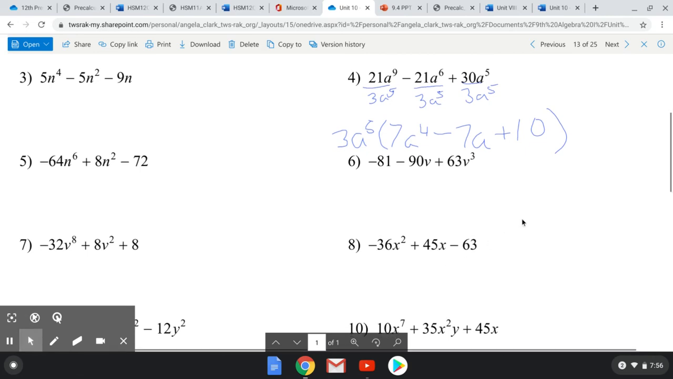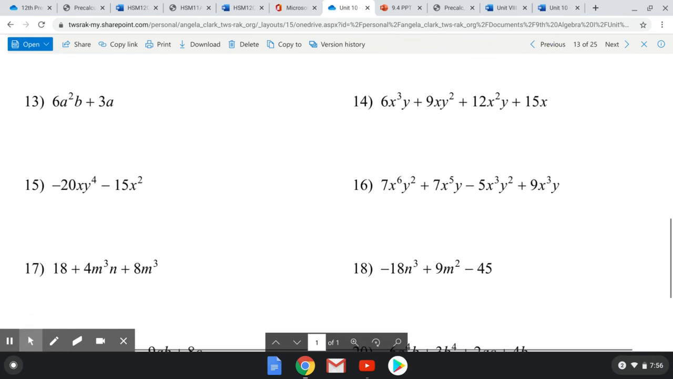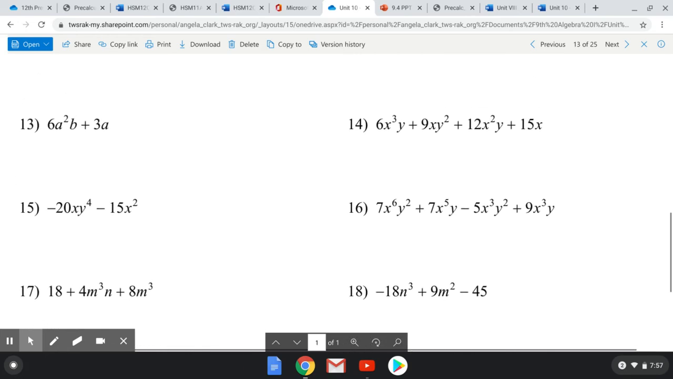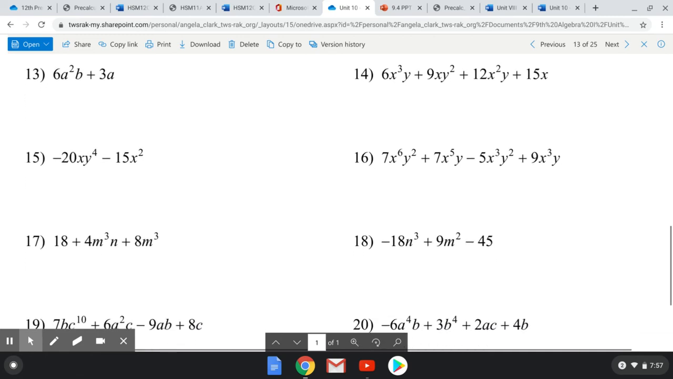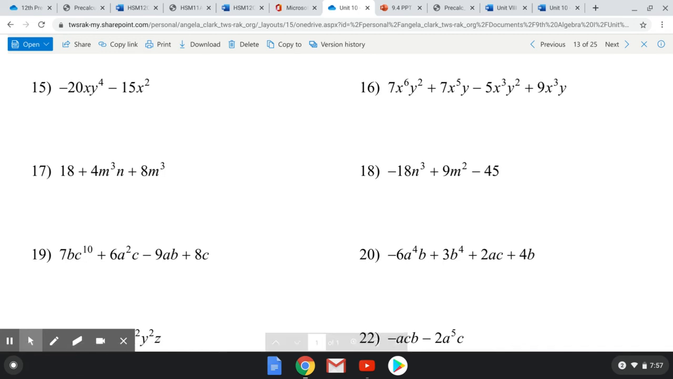Scroll down here. Let's do another example. I'm going to do one of these multivariable expressions. So let's do number 16.